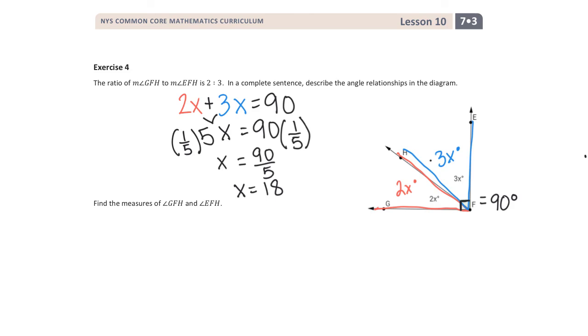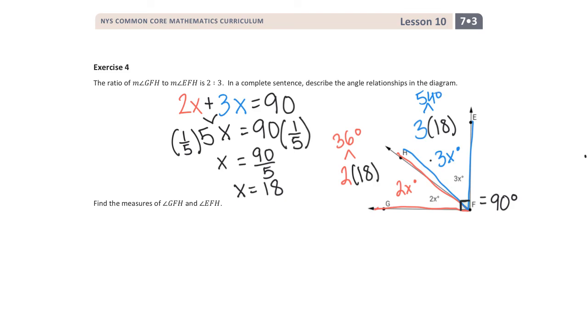Now to solve the expressions that we have over here, I'm going to have 2 times 18 and 3 times 18. Go ahead and take out your calculators to solve for this. All right, so 2 times 18 is going to give us 36 degrees, and 3 times 18 is going to give us 54 degrees.